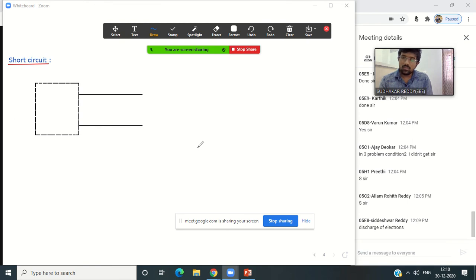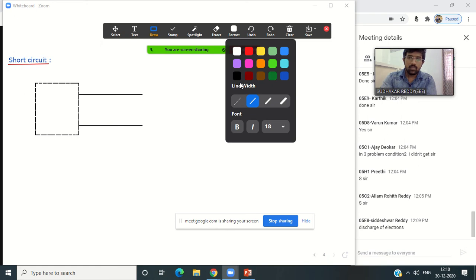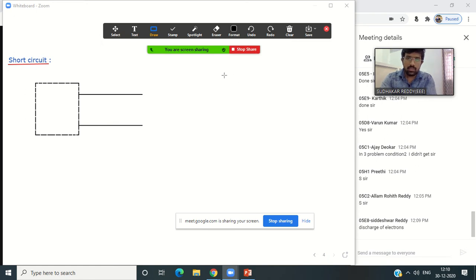Connecting two different wires. Okay, somewhat. Any other answers? How to make a short circuit? Very simple, right? Yeah, good. All of you agree.